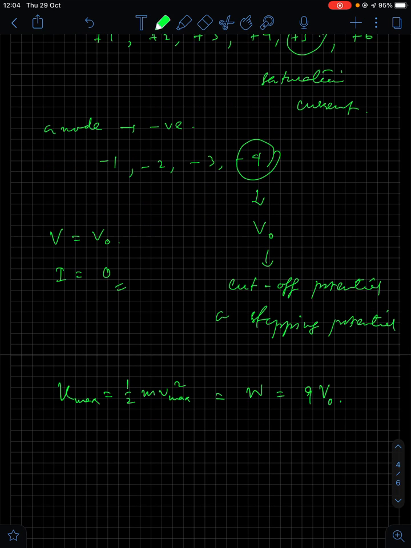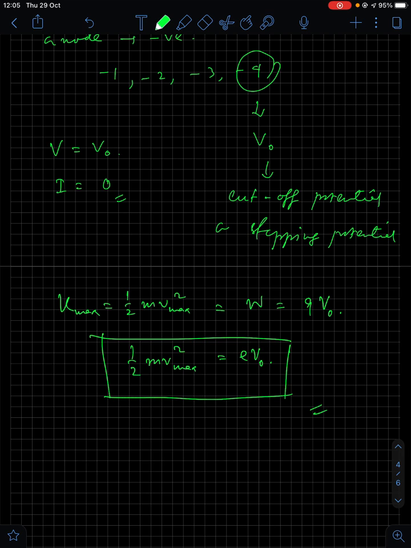Now what is the charge here? What is q in our present situation? q is the electron charge. Therefore we can write half of m v maximum square equal to e V naught. So this will be a relation to remember. This relation holds good when no current is measured by the emitter, or you can also say when no electron reaches the collector plate.